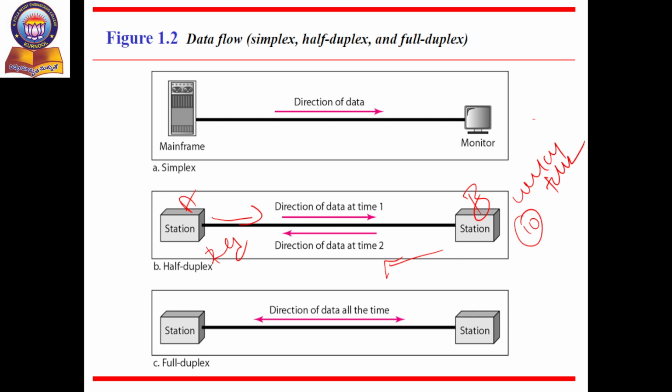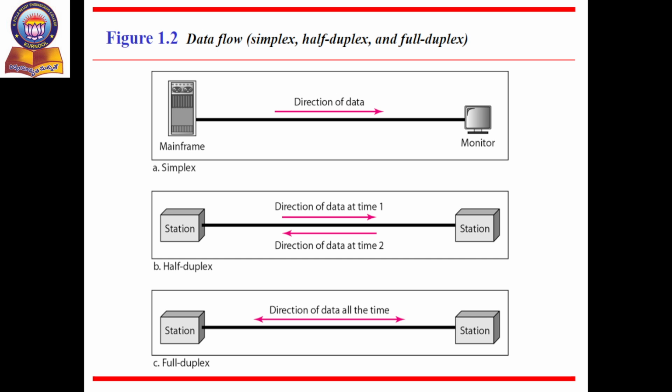So we use this type of communication in the networks also for communicating between the devices. But not everywhere. At some places we can use this one, not everywhere. So this is half duplex mode. Mostly we won't use this one because we won't get good performance for the network.